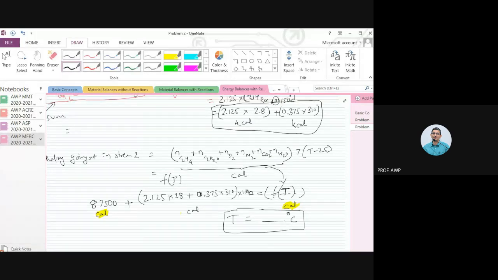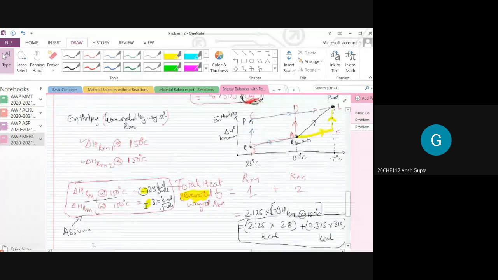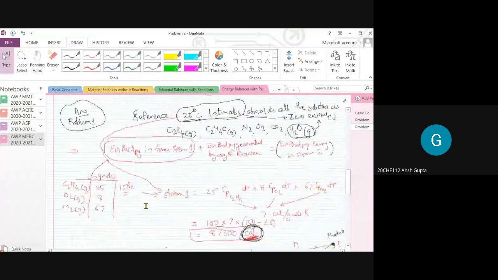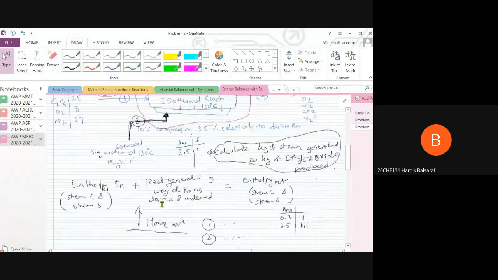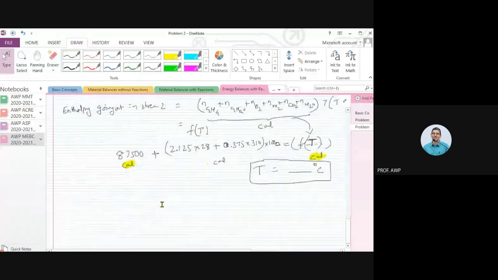All right. Is that okay? Anybody has any doubts? Anybody has any issues? Can we go forward? Can we go to the second part of the problem? Yes, sir. Yes, sir. Let's go to the second part of the problem.